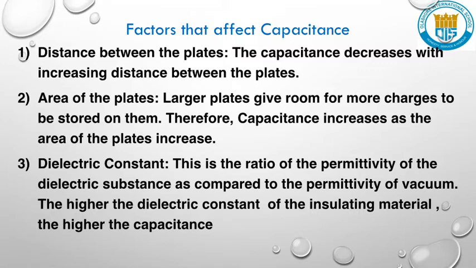So that is what is called its permittivity. How permeable is it? How easy is it for something to get through? Now the dielectric constant is the ratio of the permittivity of the material you have put in between the plates of your capacitor to that of vacuum. And the higher the dielectric constant of that insulating material, the higher the capacitance. That is the third factor that affects the capacitance of a capacitor.